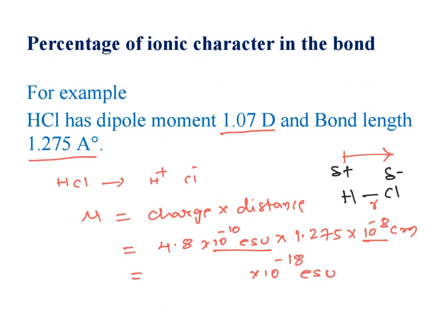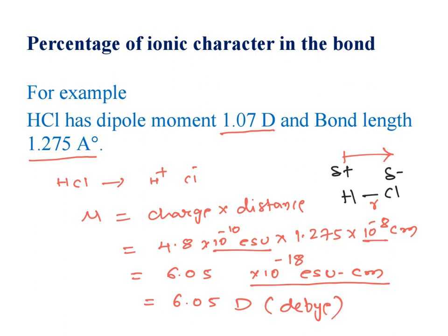Here I am writing the units, and 4.8 into 1.275 approximately gives 6.05, and this 10 power minus 18 ESU cm corresponds to 1 D. So I can write D. This is the dipole moment of HCl if it is 100% ionic.